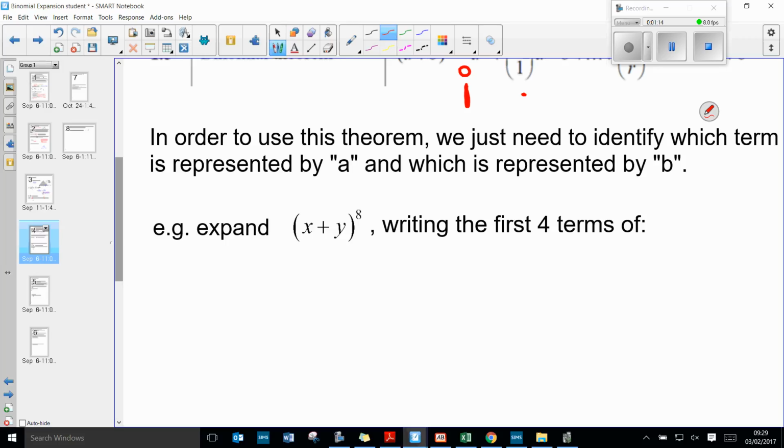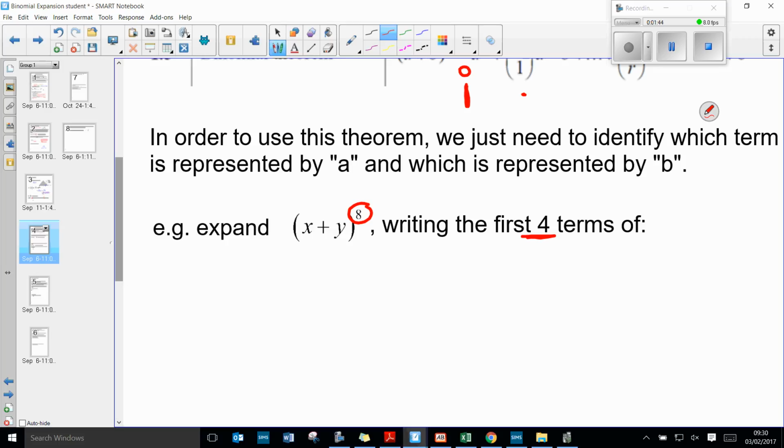We're just going to write the first 4 terms. If this was on the non-calc paper, I would suggest that we first identify the coefficients from Pascal's triangle. To do that, we would have to draw Pascal's triangle down to the 8th row. Are we happy with doing that? Can anyone remember any of the rows that we could start off with to save some time?